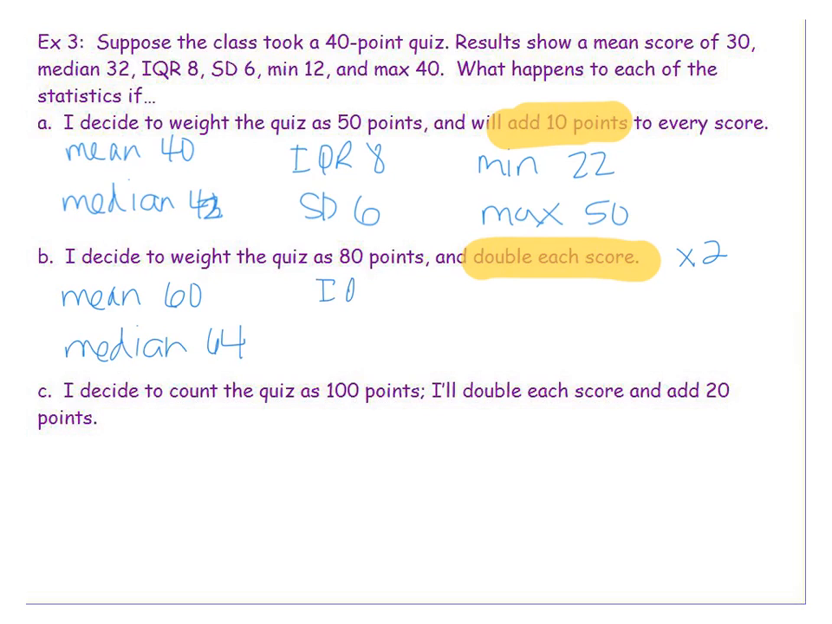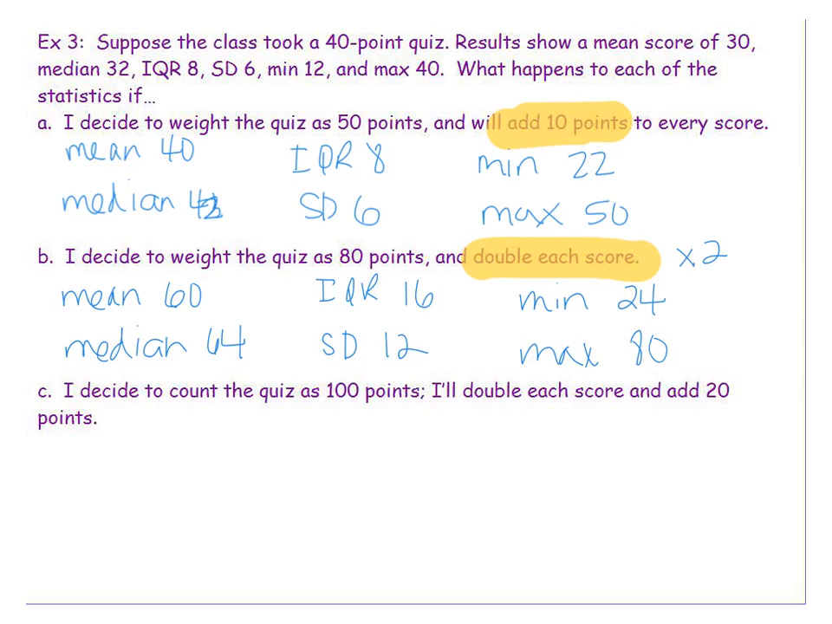The IQR, does it change? Yes, it does. We are multiplying. It goes from 8 to 16. Standard deviation, same thing. We are multiplying. It goes from 6 to 12. The minimum, it goes from 12 to 24. And the maximum goes from 40 to 80.